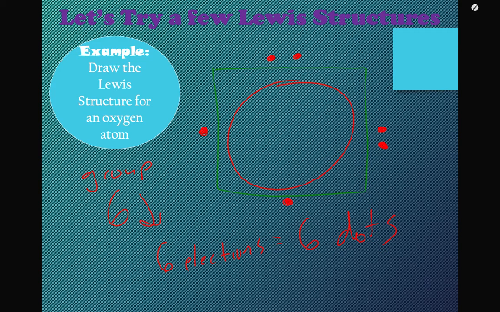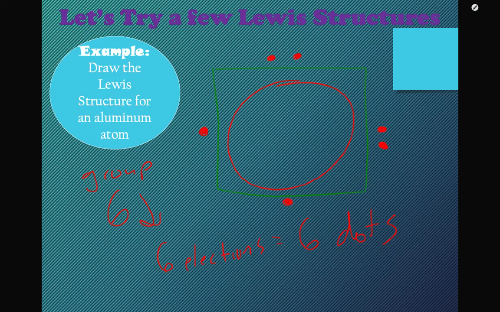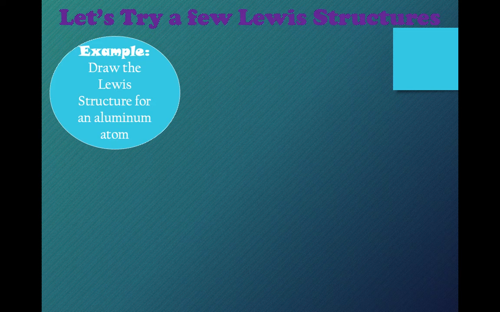So we're using the symbol. We're showing only the valence electrons. So I got one more example. This is aluminum. So go ahead and try to do this one. I'll give you a little bit of a head start, and then I'll talk through it.